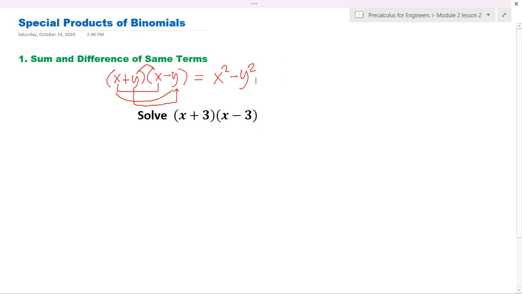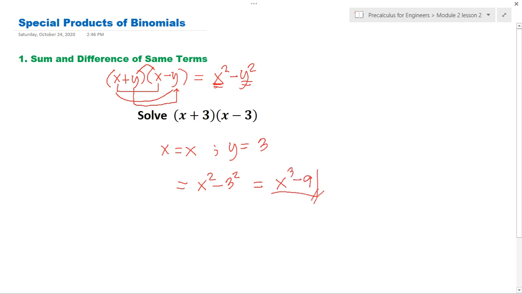So in this example, let's try to solve x plus 3 times x minus 3. Here, we let x as just x from our formula. And then we let y is equals to 3. So therefore, yung resulting answer lang pala nila is just x squared minus y squared, wherein our y is 3, so just the same as 3 squared. And then this can be equal to x squared minus 9. So ganito lang, class. Ganito lang para sa sum and difference of same terms.